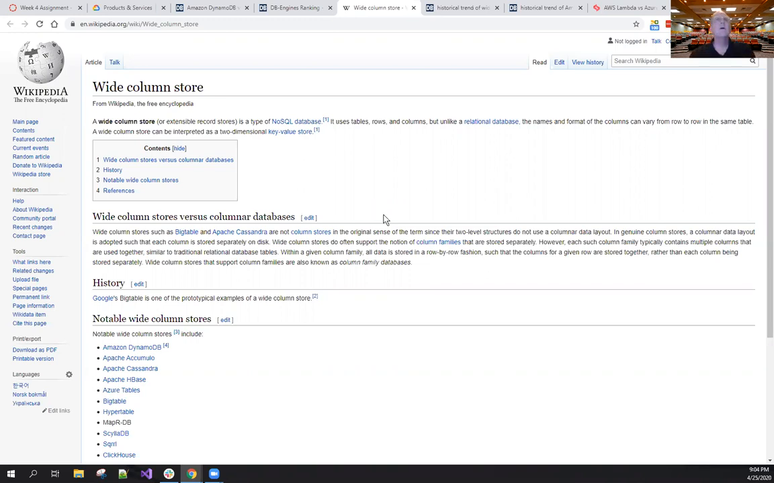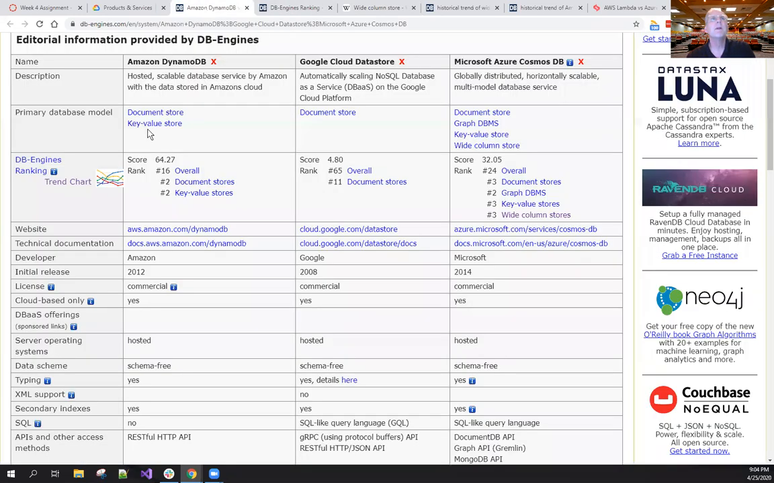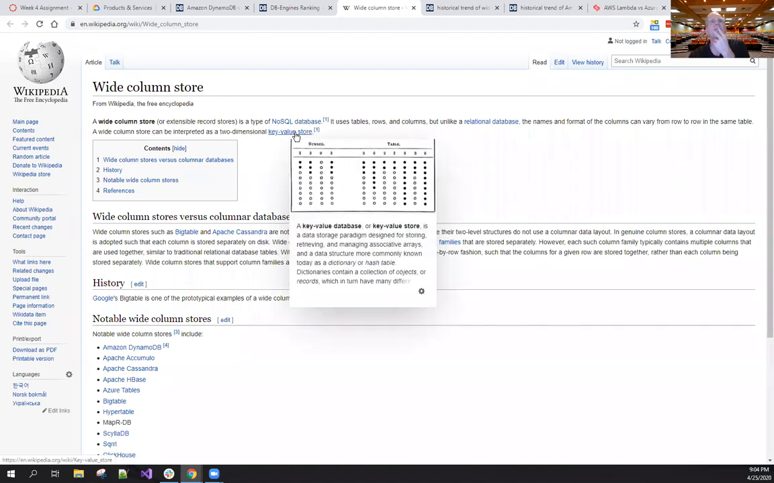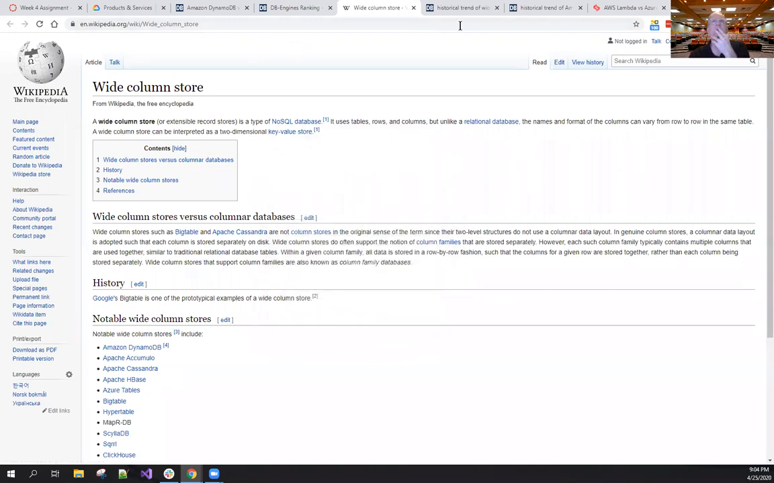So we have a key value store here, but this wide column store is like a two-dimensional version of a key value store. What does that mean? That's kind of interesting. A wide column store can be interpreted as a two-dimensional key value store. Remember what a key value store is? We've got keys and values, JSON, pretty much.